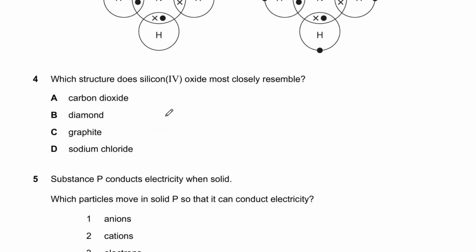So question 4. Which structure does silicon(IV) oxide most closely resemble? The question asks about the structure of silicon(IV) oxide. Now, silicon(IV) oxide is a giant covalent structure. Diamond also is a giant covalent structure. So silicon(IV) oxide looks like diamond, not graphite. So our answer is B. Why are the others wrong? Carbon dioxide is a simple molecule, so it's wrong. Graphite is in layers, so it is wrong. Sodium chloride is an ionic lattice. So B is our answer.